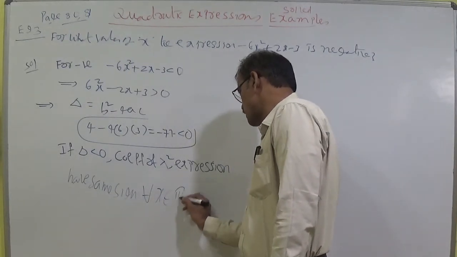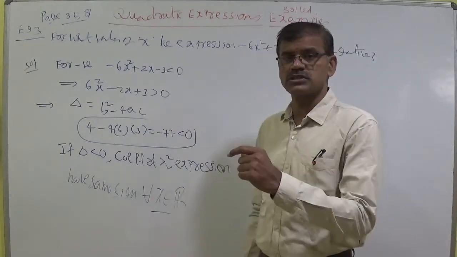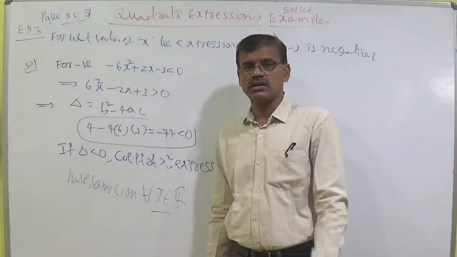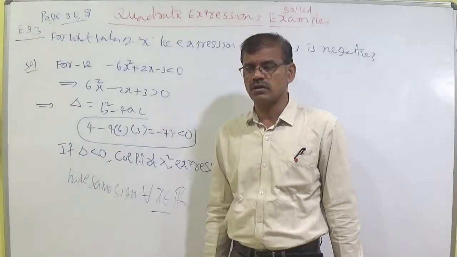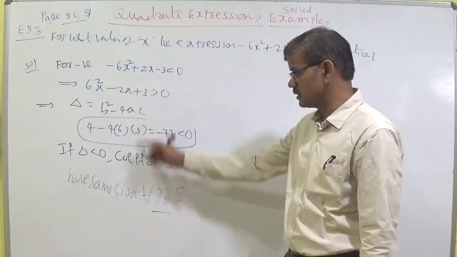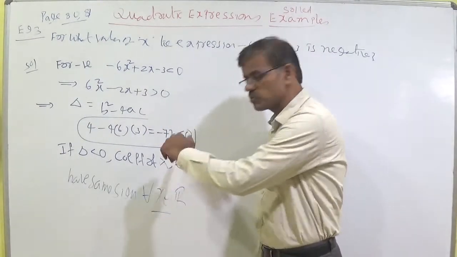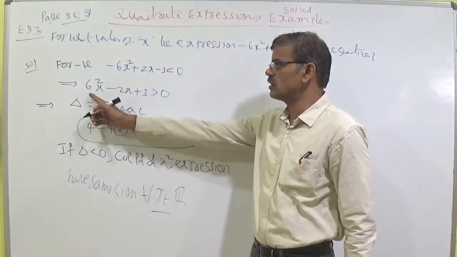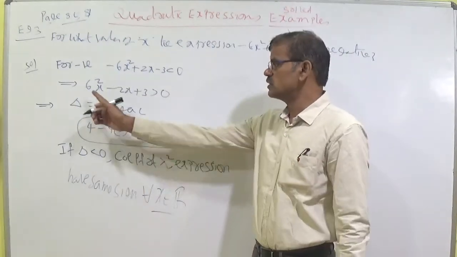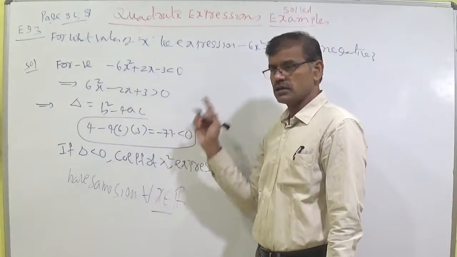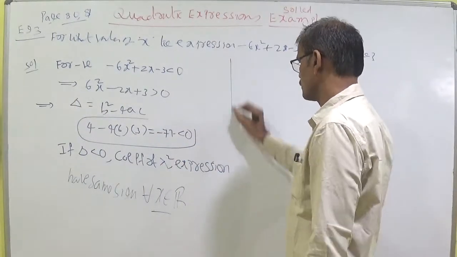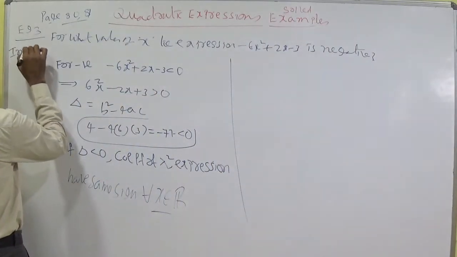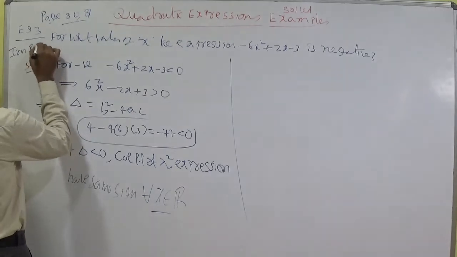So no need to calculate where the value exists or does not exist, or where x lies between or does not lie between. There is no question of lying between, because for all x belongs to R, for every real number, it is true. Wherever the value is substituted, this is positive, otherwise this is negative. This is an important 2 marks sum, because it depends upon the concept.